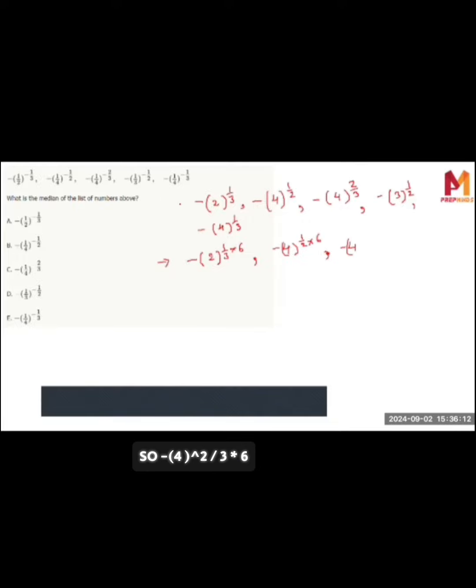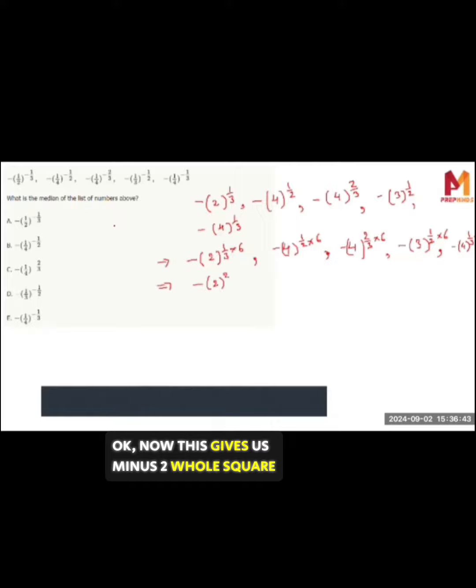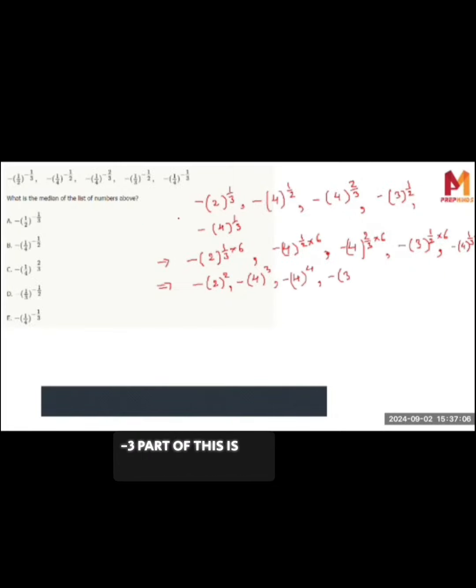So minus 4, 2 by 3 into 6. Again, 3 power of 1 by 2 into 6. And the last is minus 4, 1 by 3 into 6. Now, this gives us minus 2 whole square, minus, inside the parentheses, 4, 2. And then we have minus 4 power of 4, minus 3 power of, this is whole cube. And the last one is minus square.